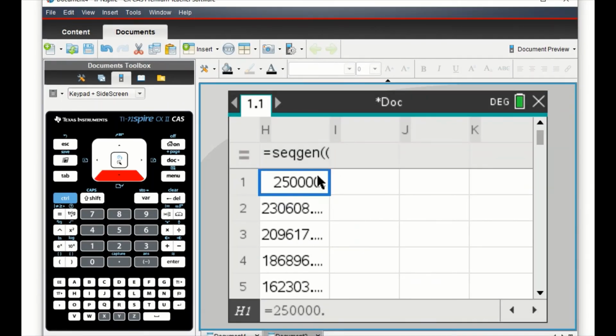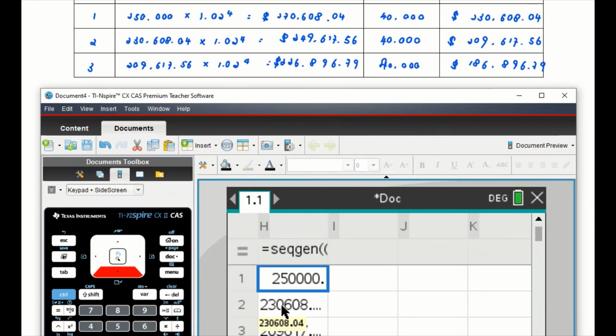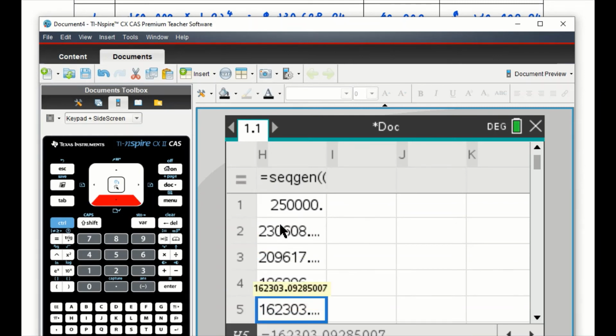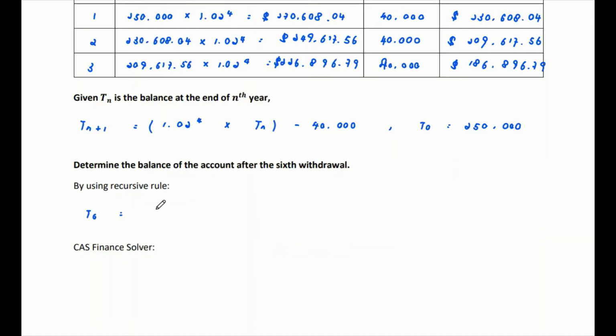After you have this, this is the amount of money that you have. Since we have some values here, please check that the values you have are exactly the same, so you know your answer is correct. Of course, this is going to start from T0. So T0, T1, T2, T3, T4, T5, and T6. After the 6th withdrawal, it will be our T6, which is 106,866. Alright, so that's the balance of our account after the 6th withdrawal.